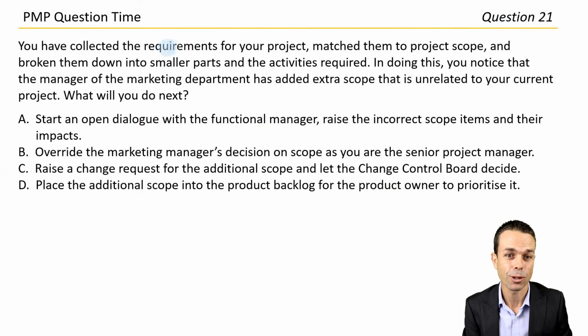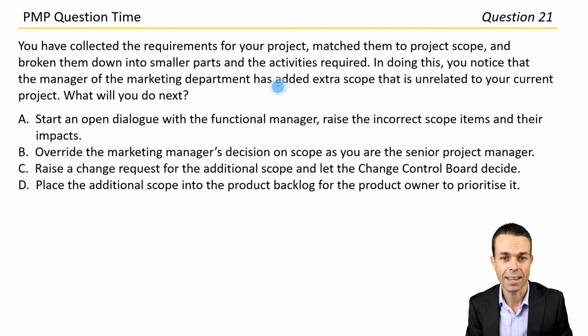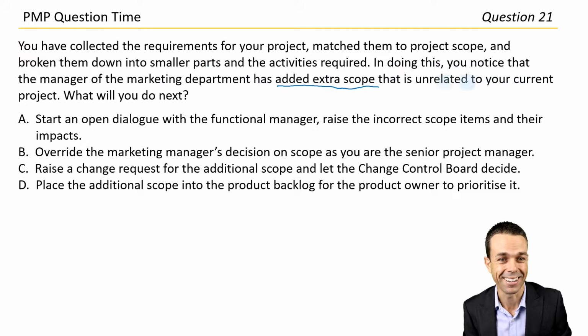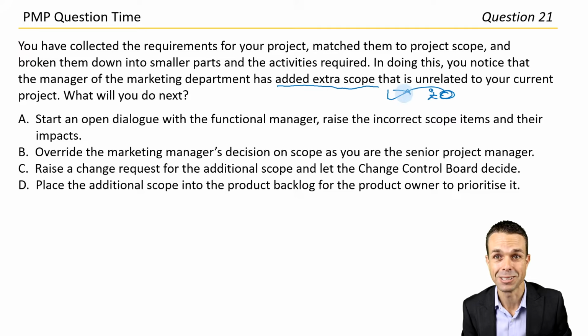You have collected the requirements for your project, matched them to project scope, and broken them down into smaller parts and the activities required. In doing this, you notice that the manager of the marketing department has added extra scope that is unrelated to your current project. Okay, what will you do next? So we have scope in our project. Someone over here has added something that they really want, and they've just thrown it over into our project to see if we can do it. So what do we do in these situations?